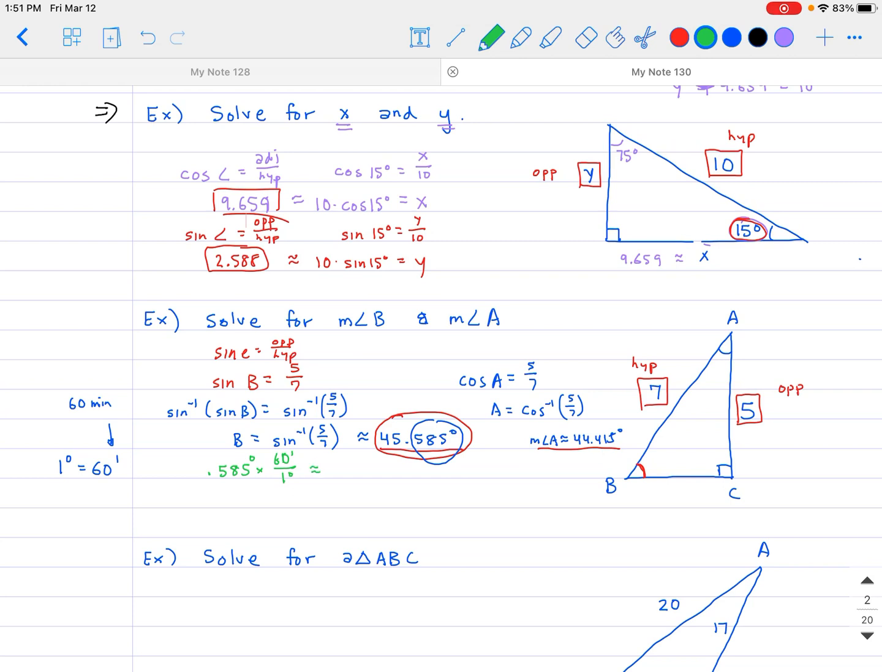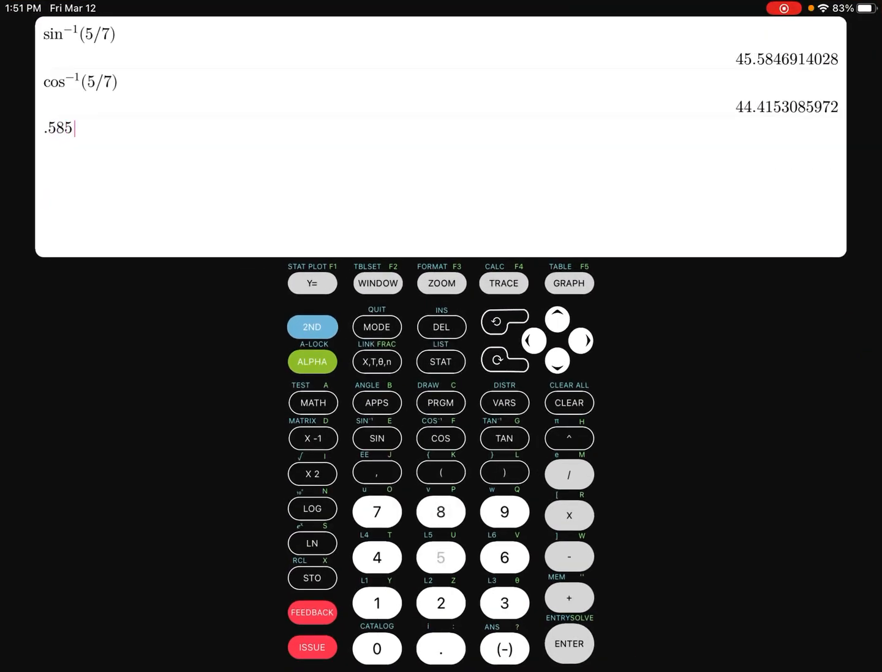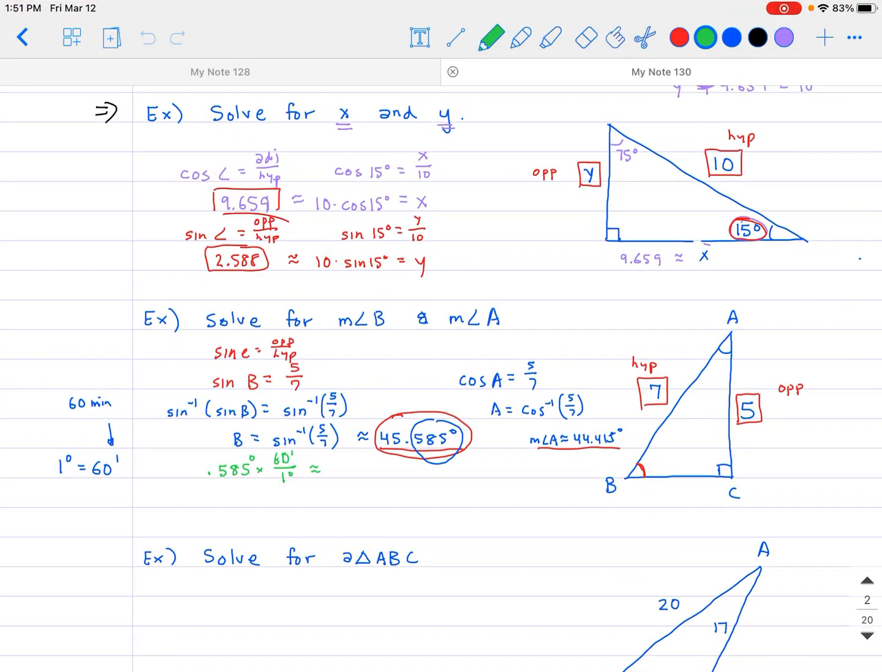So put that into your calculator, and we're going to get our answer, 0.585 times 60. So going over here, 0.585 times 60 then. So that is going to be 35.1. So in our answer, this is going to be equal to 35.1 minutes. So my final answer is going to be 45 degrees and 35.1 minutes then. Okay, so that's kind of like a nicer way of seeing it without having to write all that nasty decimal.